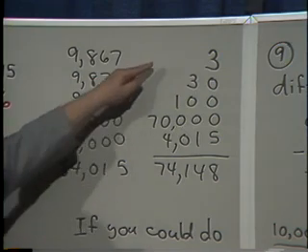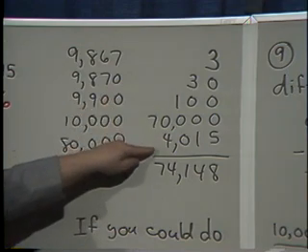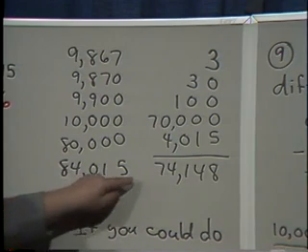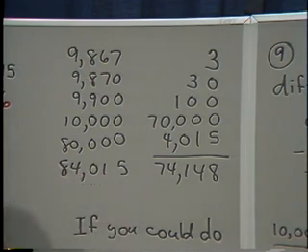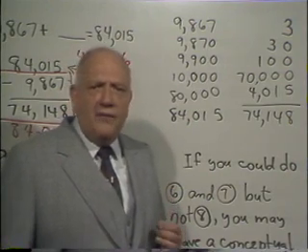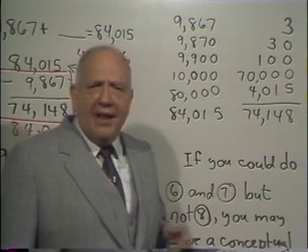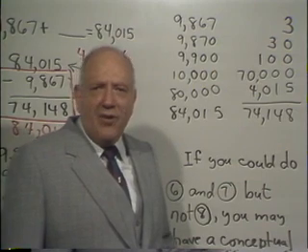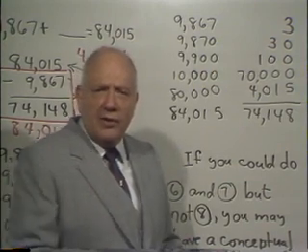So if I now add up all the numbers I had to add on to 9,867 to get 84,015, I still wind up with what? 74,148. The exciting thing about a math problem is that if it's well defined, there may be only one right answer, but never only one right method. See, I'm just trying to show you typical ways of doing this.